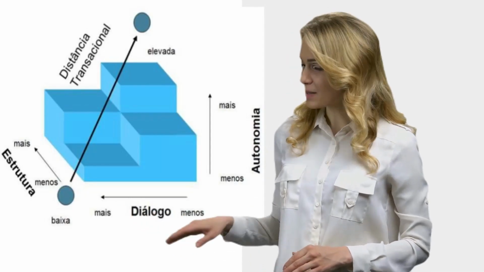Now, let us talk a bit about the theory of transactional distance, proposed by Michael G. Moore. This theory focuses on the concept of psychological and communication space between learners and instructors when they are not co-present and are communicating through technologies. Transactional distance refers to the gap between learners and instructors in terms of their understanding, communication, and learning autonomy. It is influenced by three main factors: dialogue, structure, and autonomy. Transactional distance can increase or decrease when affected by these three elements.